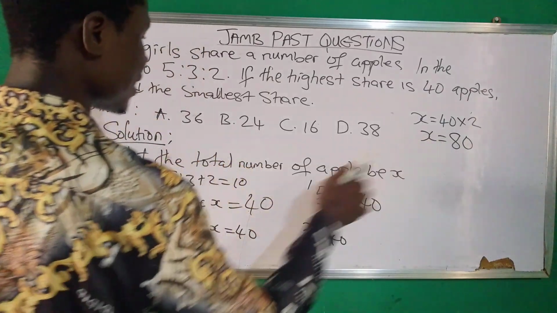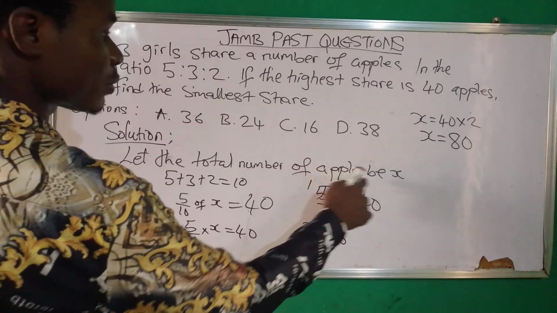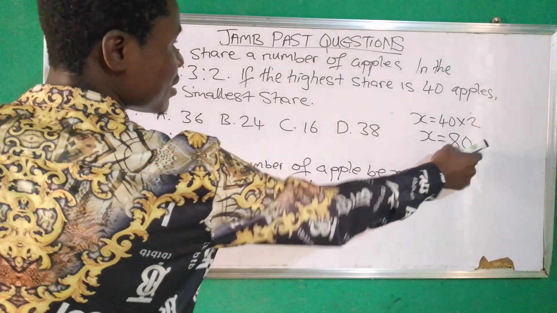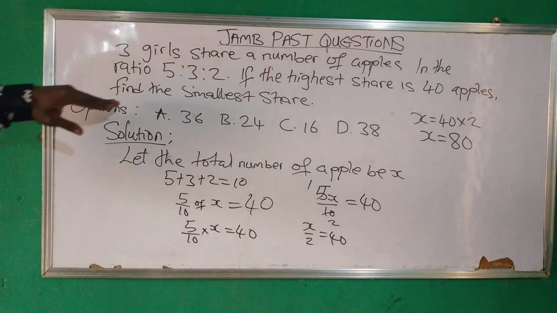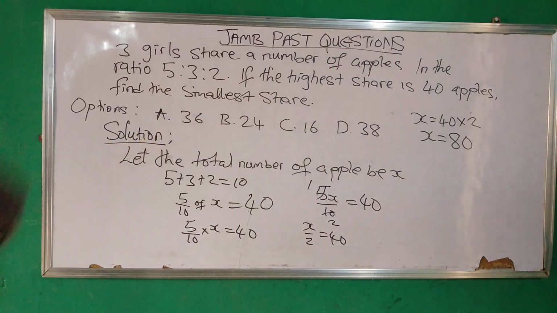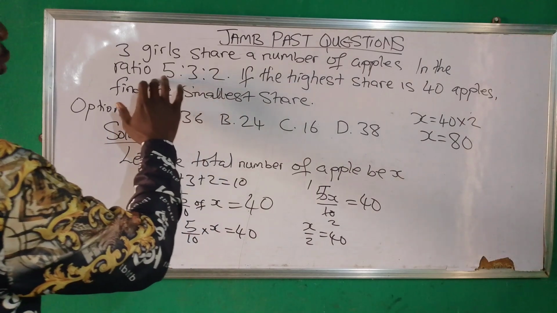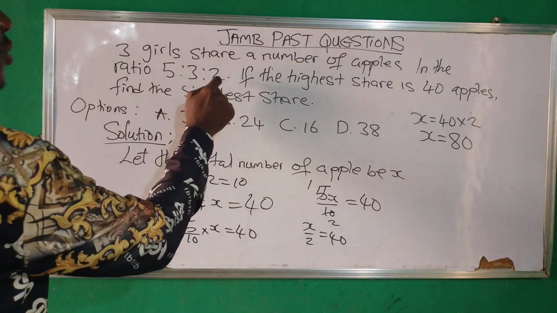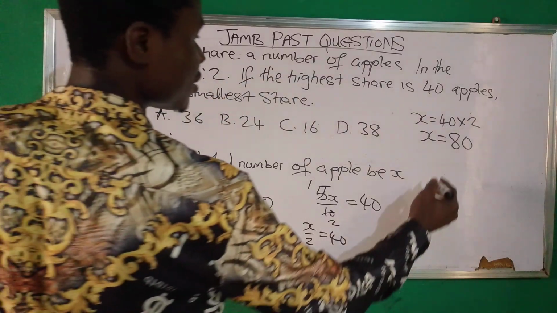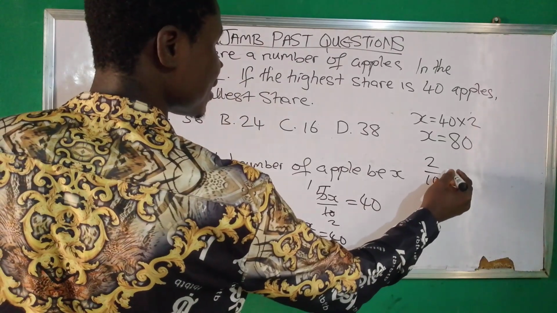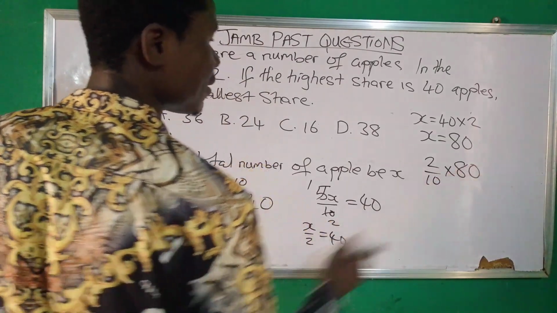So now we know that the total number of apples is x. That means the total number of apples is 80. But that's not the question. The question said find the smallest share. Alright, so what is the smallest share? We know from this ratio that the smallest share is 2 out of the total, which is 10. So the smallest share is 2 over 10 times 80.